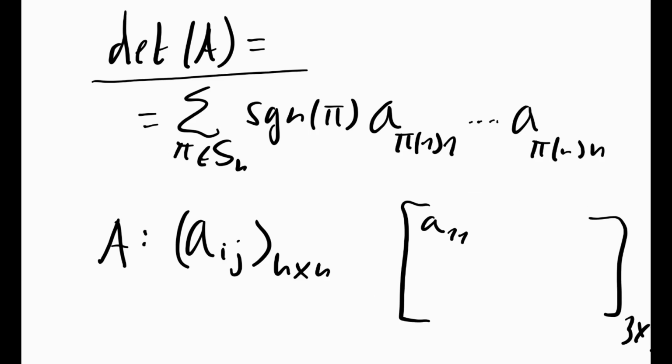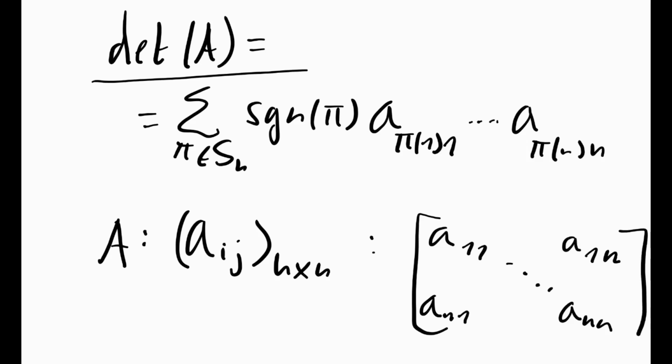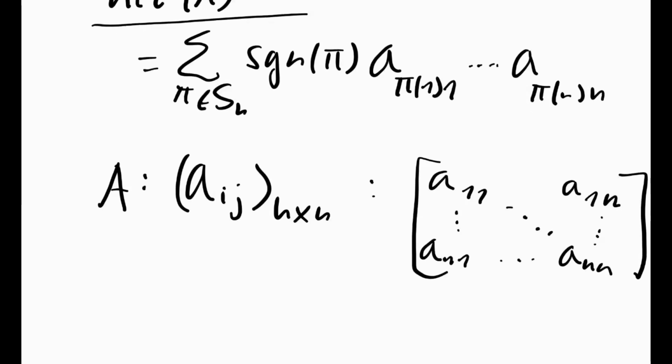So the first number is the row number, the second is the column. This one will be A3,3. In the case of n by n, it's A sub nn. This would be A1,3, because this is still the first row, but the third column from left to right. So that's the idea. So in general, we have the terms being like this, the matrix.